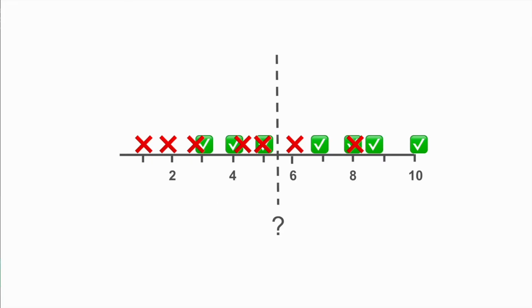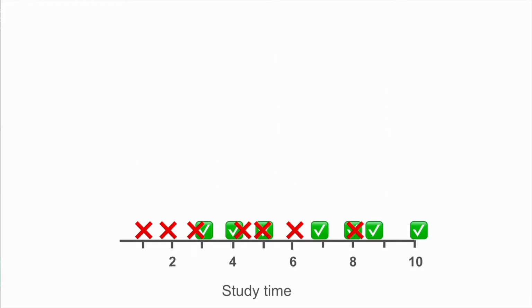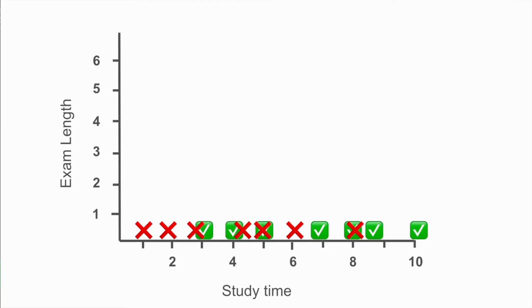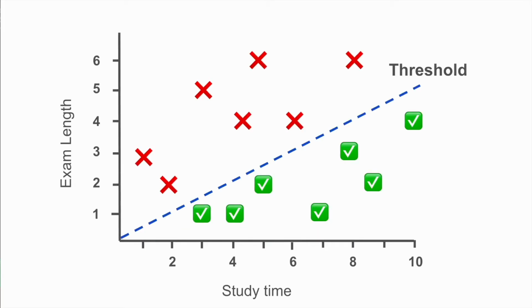There is no threshold in this case, probably because passing the exam depends on more than just study time. It could depend on the length of the exam too. The threshold now is a line representing a relationship between study time and exam length. The equation of the line in this case is exam length equals study time divided by 2. We'll rewrite this equation as study time minus 2 times exam length equals 0. Although you may be less familiar with the equation of a line in this form, it's an essential step toward unlocking the secrets of logistic regression.